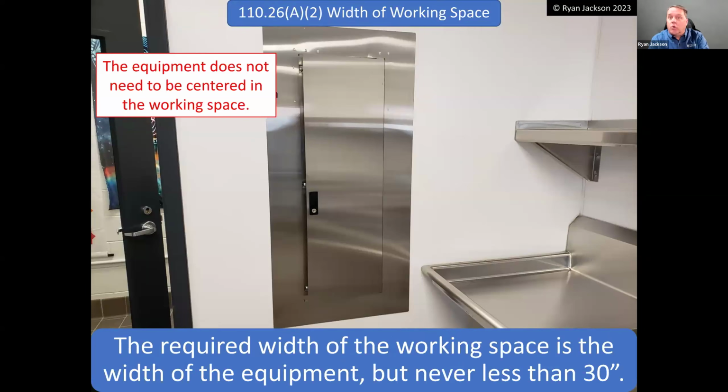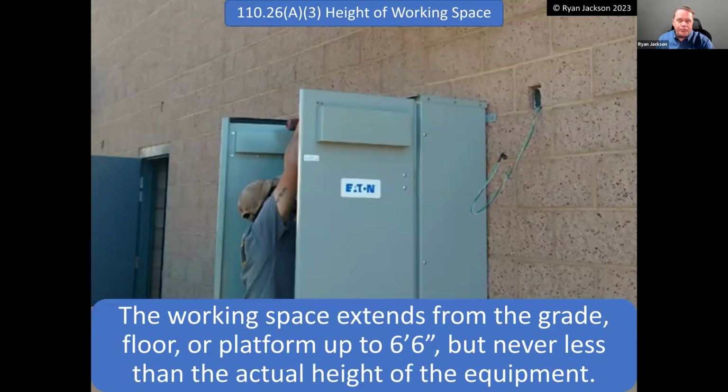You can put a panel in a corner, right? Push your tape into the corner and pull it 30 inches. As long as you have 30 inches and the full width, you're okay. The height of the working space, minimum 6.5 feet, but never less than the actual height of the equipment.